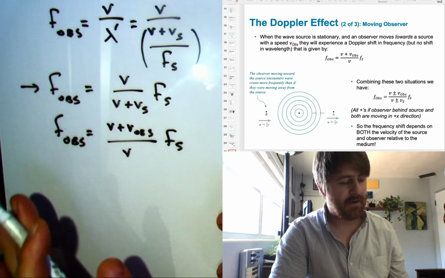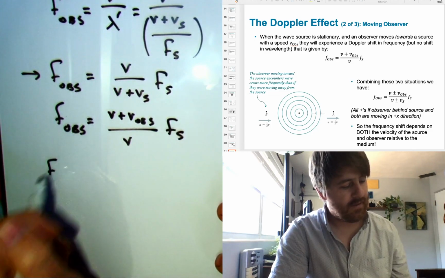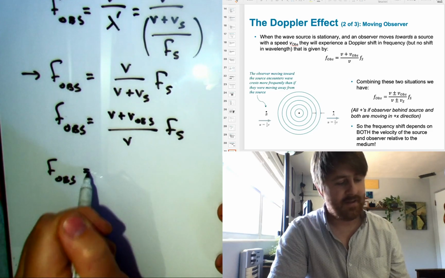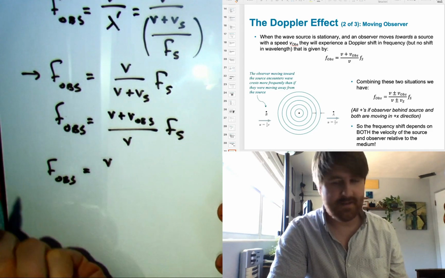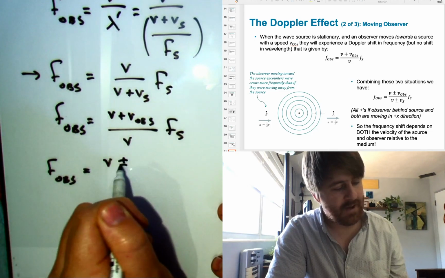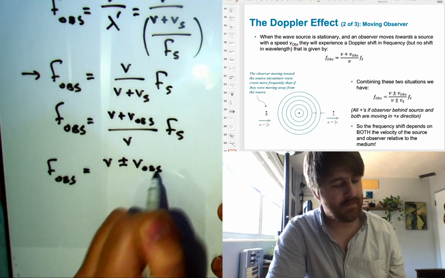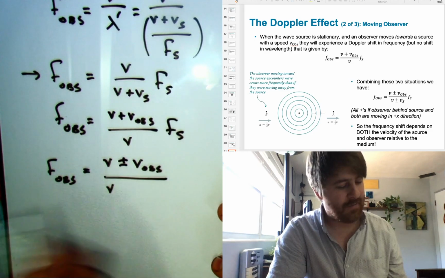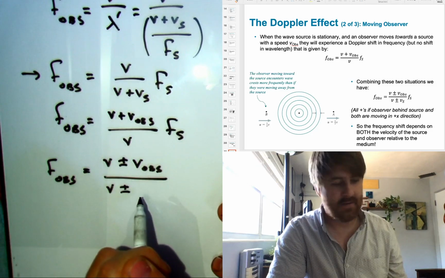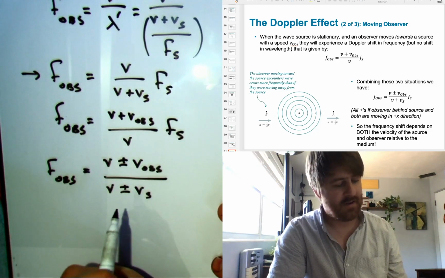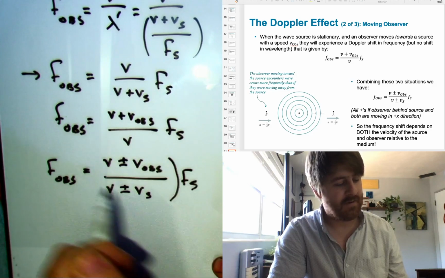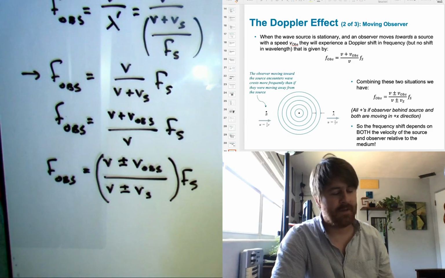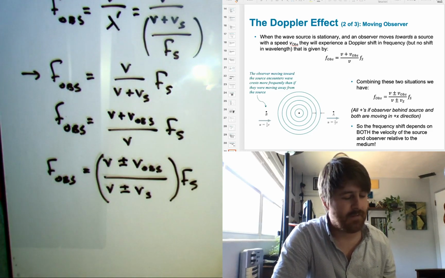So if we put these two together, we get that the frequency the observer hears, in either case, is the velocity of sound, or the velocity of waves, plus or minus the velocity of the observer, divided by the velocity of sound, or whatever waves we're talking about, plus or minus the velocity of the source, times the frequency of the source. And all we did was combine both features of the two examples into one function.